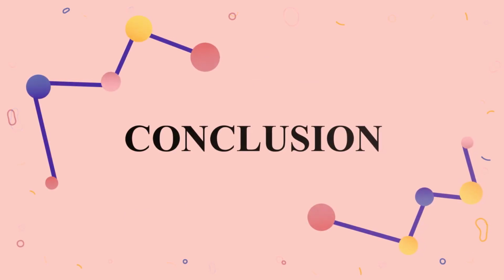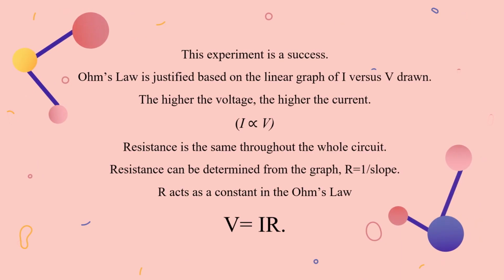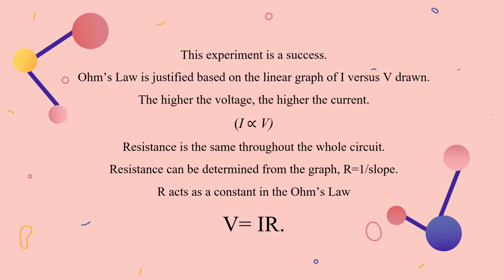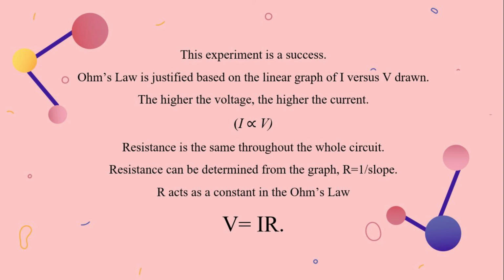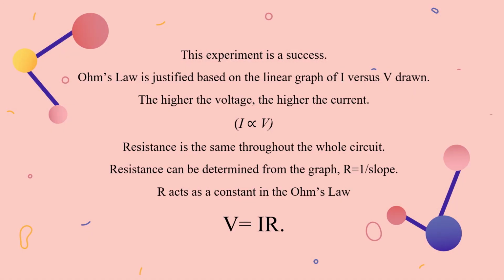Conclusion. To sum up, this experiment is considered a success because the objective was met, as Ohm's law is justified based on the linear graph of I versus V drawn. The higher the voltage, the higher the current, which proves that I is proportional to V. Plus, in a series circuit, the resistance is the same throughout the whole circuit. Therefore, resistance can be determined from the graph, whereby R equals 1 over slope, so R acts as a constant in the Ohm's law equation, V equals IR.